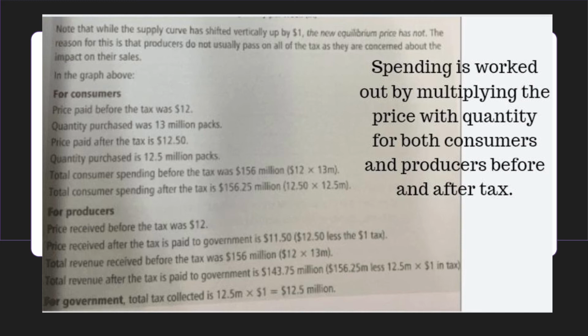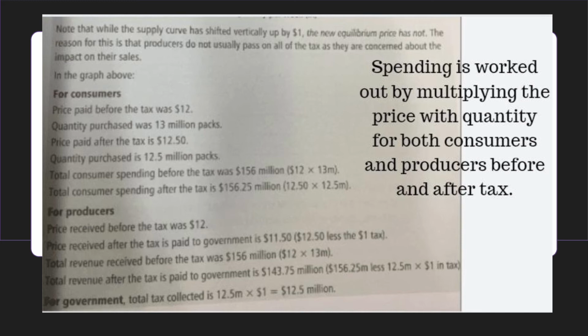But then after tax, producers are only receiving $11.50 and their quantity went down as well to 12.5 million. All right, so now their revenue has gone down to 143.75 million.